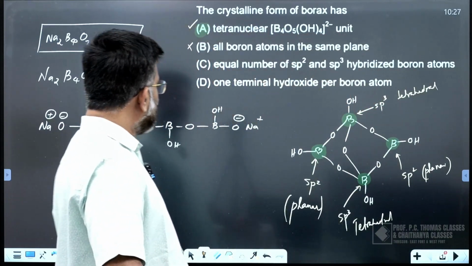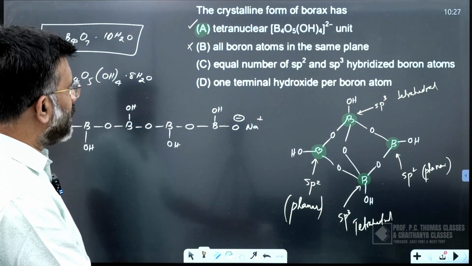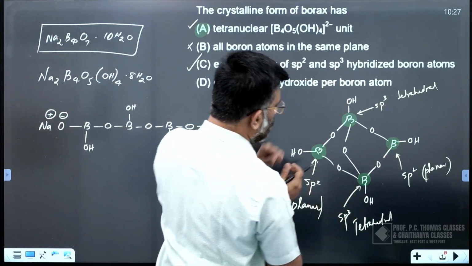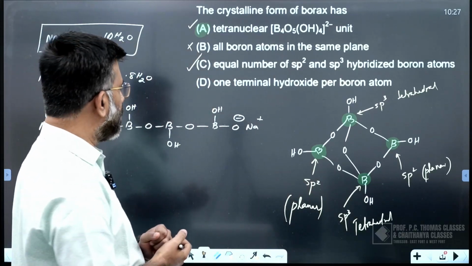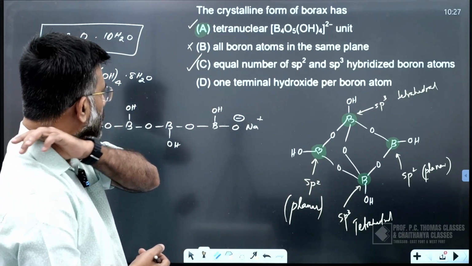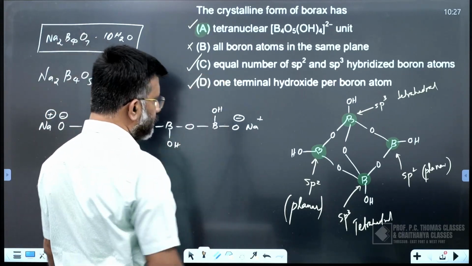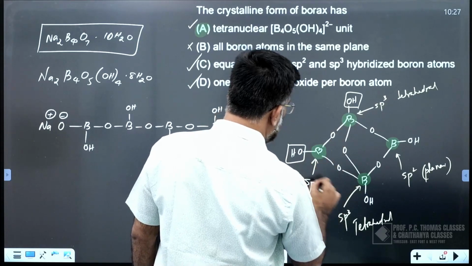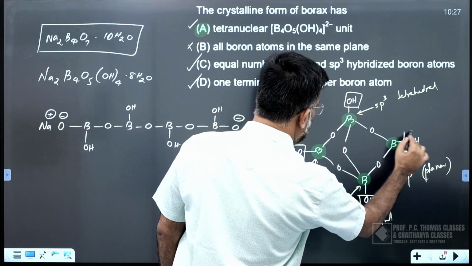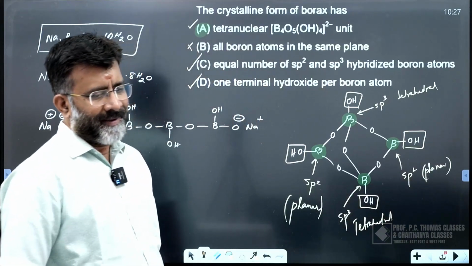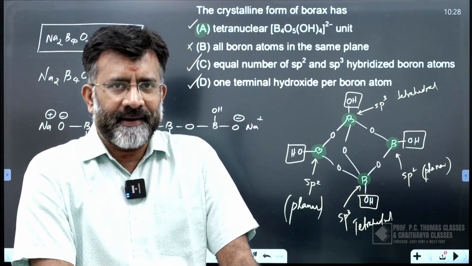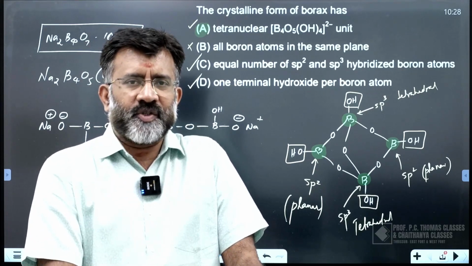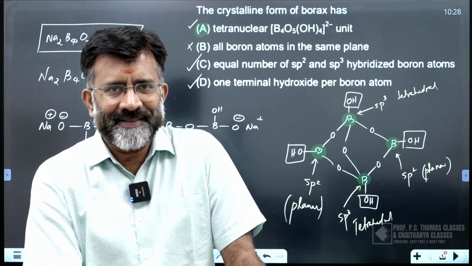Okay. Option C, equal number of sp2 and sp3 hybridized boron atoms. Yes, there are 2 sp2 and 2 sp3 hybridized boron atoms. One terminal hydroxide per boron atom. That is also true. Each boron contains one OH group. That is also a true statement. And that is about the structural entity of borax and its characteristics based on which we have a question. Right? Fine.